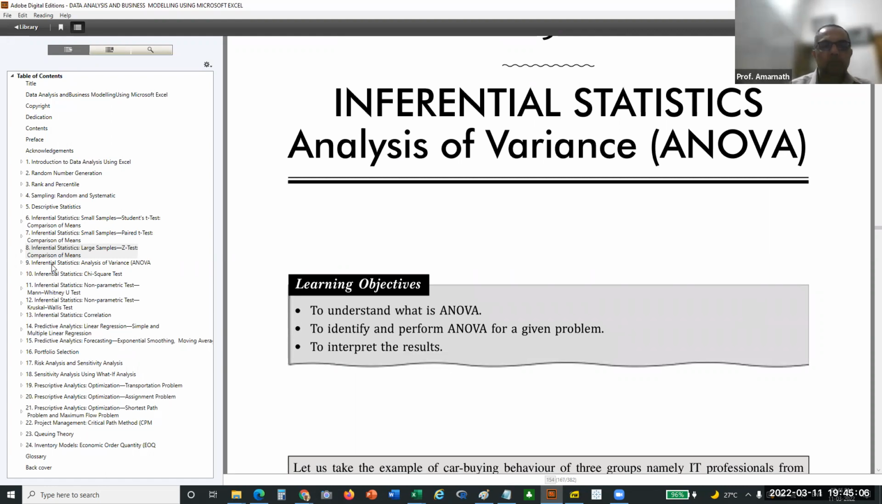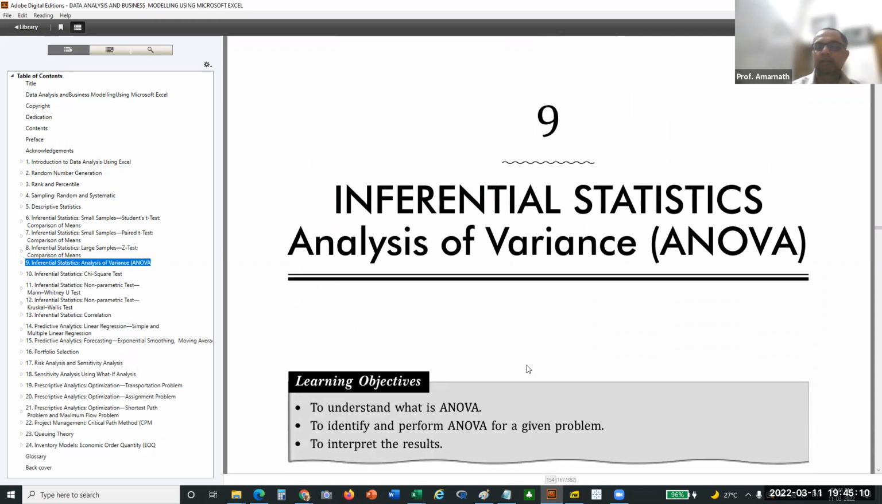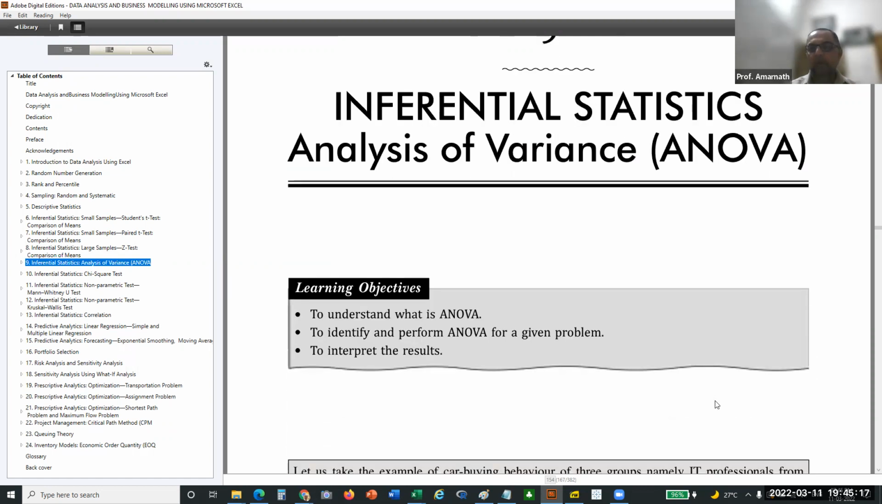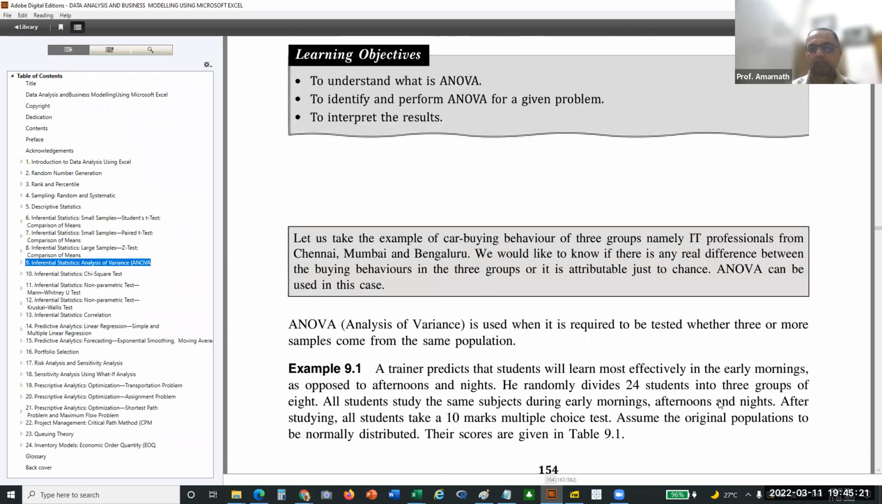So moving away from the large samples, now what we are studying is analysis of variance. We have the t-test and the z-test. So why does this come? Till now we had a single sample, two samples, equal variance, unequal variance, variance given, variance not given.